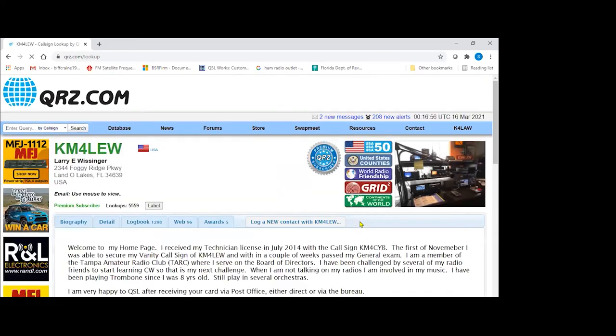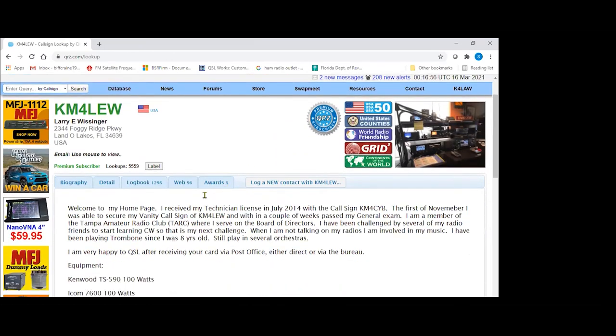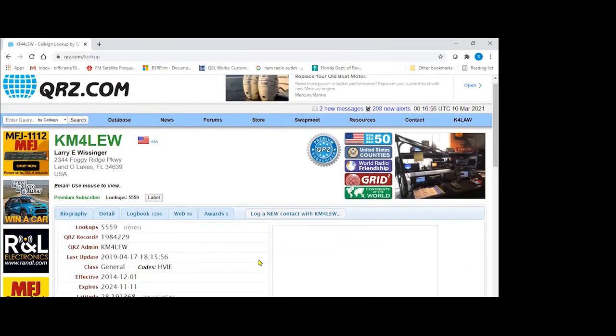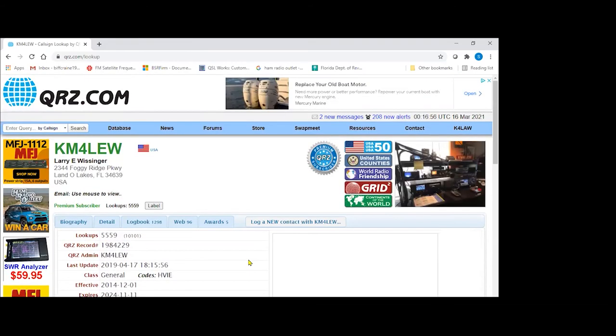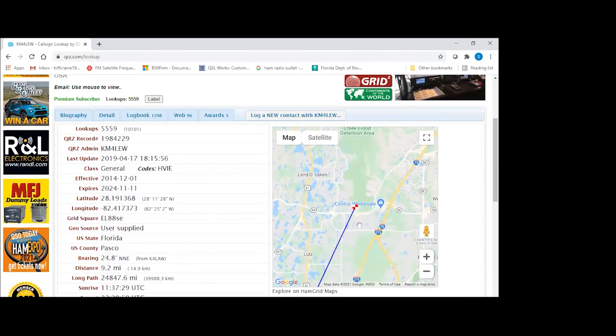So if we look up KM4LEW, there is Larry, there's Larry's shack, there's some of Larry's awards, there's his bio. You can get very specific with it and get detail. You can find out that from his house to my house is a bearing of 24.8 in case I want to aim a horizontal beam at him. You can even see his house. And there it is. Apparently you live at the Costco wholesale.